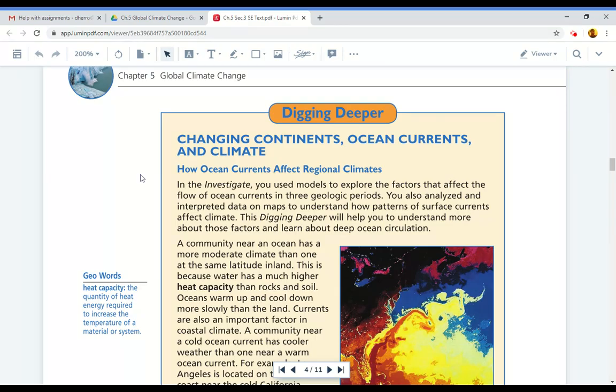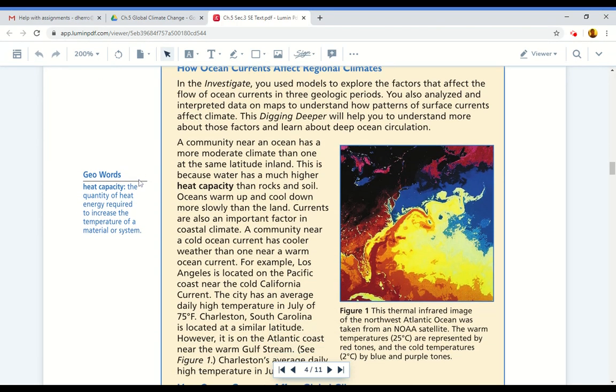In the Investigate, you used models to explore the factors that affect the flow of ocean currents in 3 geologic periods. You also analyzed and interpreted data on maps to understand how patterns of surface currents affect climate. This digging deeper will help you to understand more about those factors and learn about deep ocean circulation.